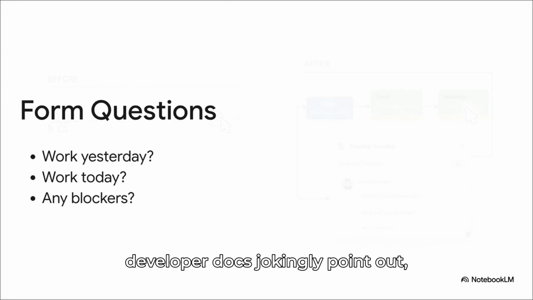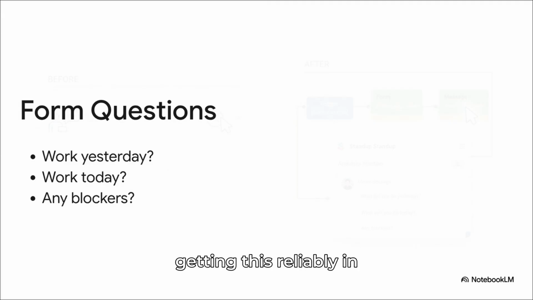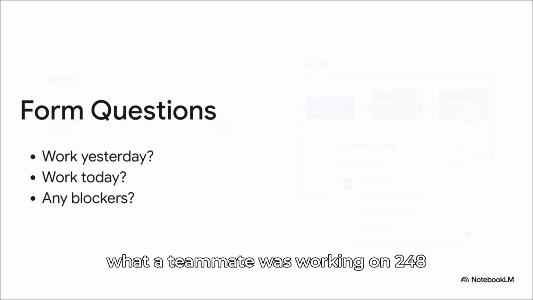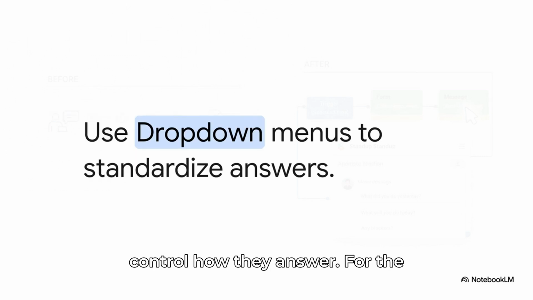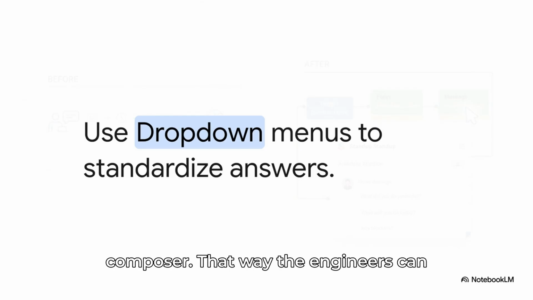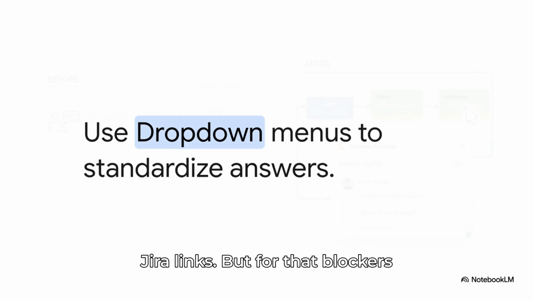Plus, as the developer docs jokingly point out, getting this reliably in writing means you'll literally know what a teammate was working on 248 days ago if you ever somehow need to check. But we have to control how they answer. For the yesterday and today questions, set the question type to Rich Text Composer. That way the engineers can add bullets or paste in Jira links. But for that blockers question, change the type to a simple yes-no drop-down list. Keep it completely standardized so it's instantly clear if someone needs help.